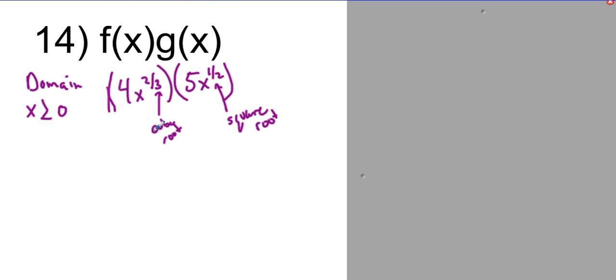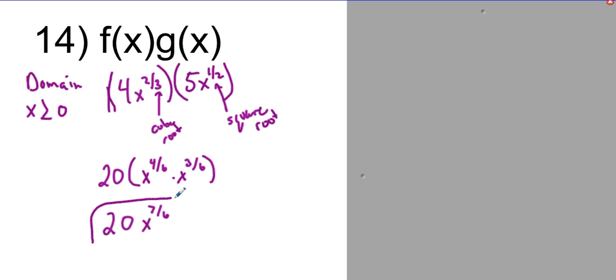We're going to simplify this to see what happens. Because we have the same base, we can multiply. 4 times 5 gives us 20. Then we need a common denominator for the exponents, which is 6, so we have x to the 4/6 times x to the 3/6. Adding these together, we get 20x to the 7/6 power, and that is our simplified answer.